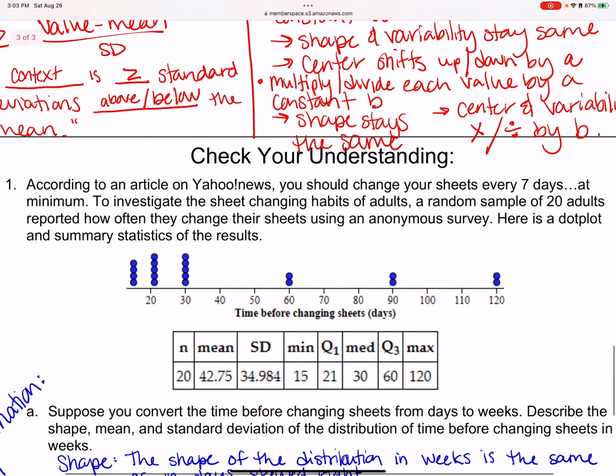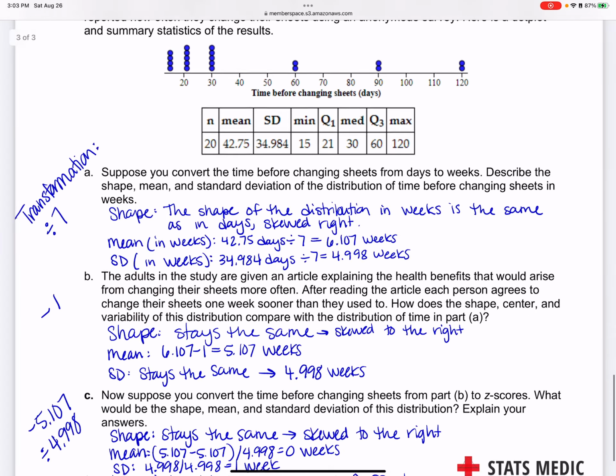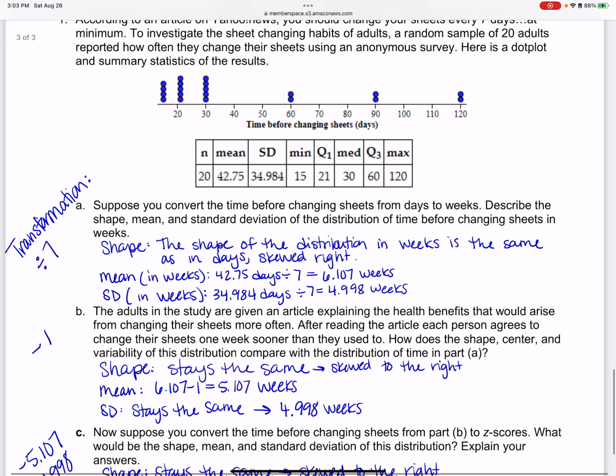For checking for understanding, let's go ahead and see here. For this transformation, as you can see, I'm dividing by 7. So my shape is going to be the same shape. It's just going to be divided by 7. So it's still the same. It's still going to be skewed to the right. You can still see it, but every single number on there is going to be divided by 7.